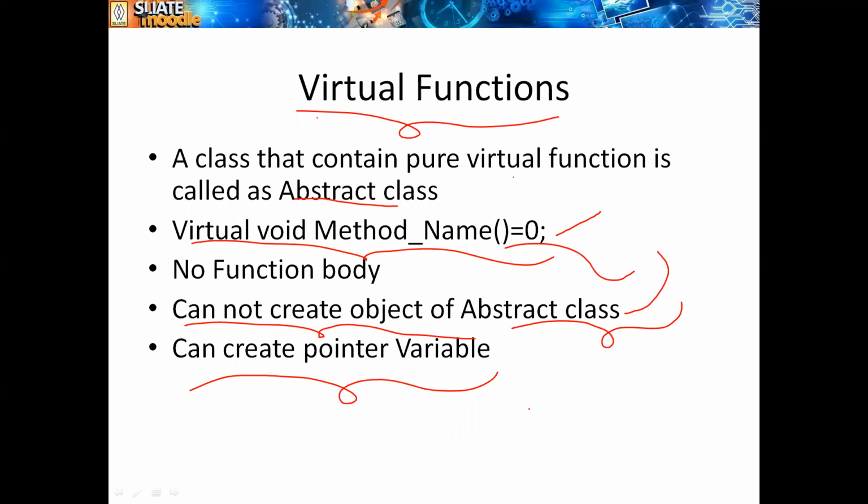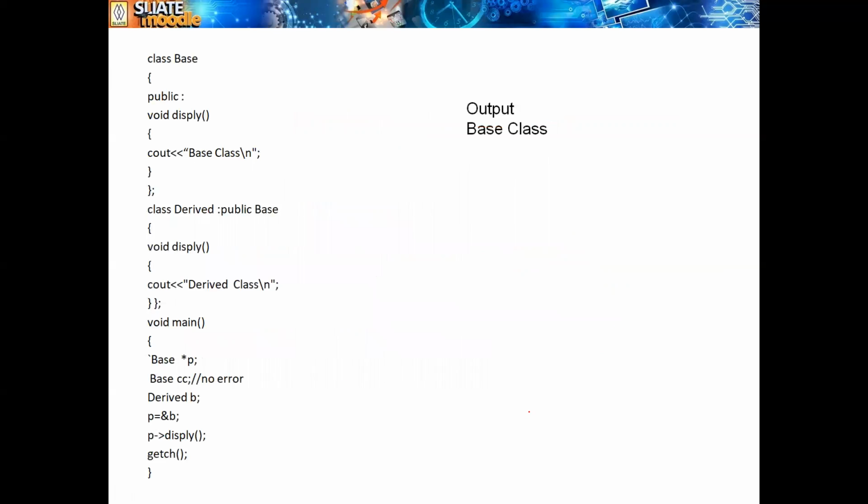You can create a pointer variable. This is also very important. You can see this program is an early binding example. This is a base class with a public void display method, which outputs for the base class.